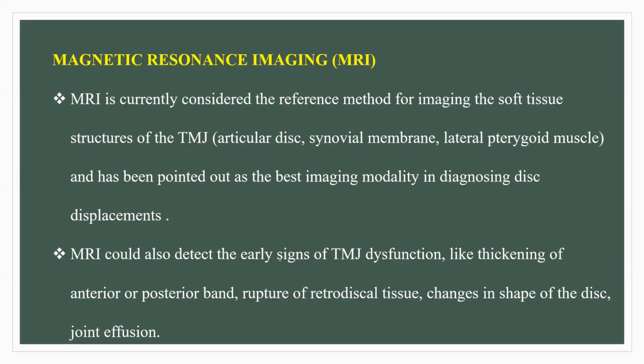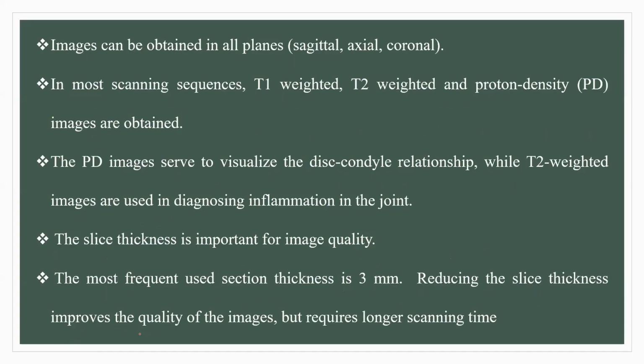It could also detect the early signs of TMJ dysfunction like thickening of the anterior or the posterior band. We are talking about the disc, right? Then rupture of the retrodiscal tissue, change in shape of the articular disc, if there's any joint effusion. Okay, all that can be visualized with magnetic resonance imaging.